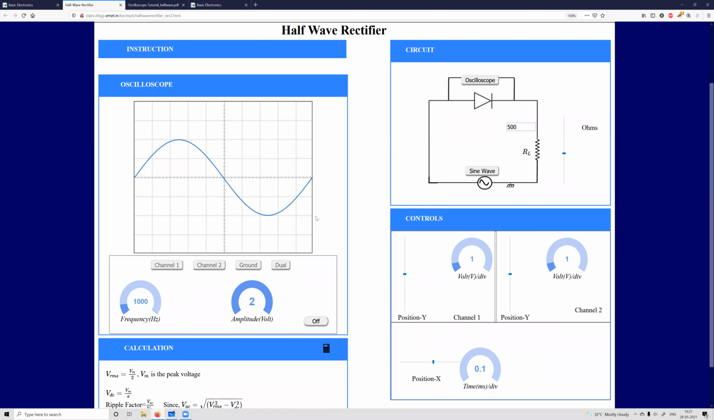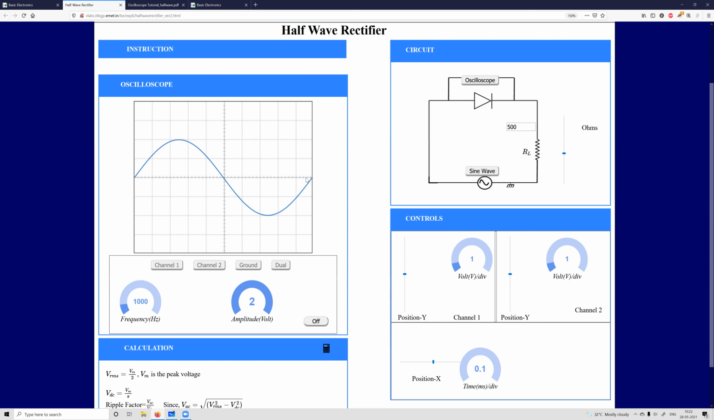1 millisecond. Okay, Ridhima is correct. Anybody else get the same answer? One big division is 0.1 millisecond as per this setting, and this entire waveform is taking 1, 2, 3, 4, 5, 6, 7, 8, 9, 10 big divisions. So obviously the time period is 10 times 0.1 millisecond, that is 1 millisecond.